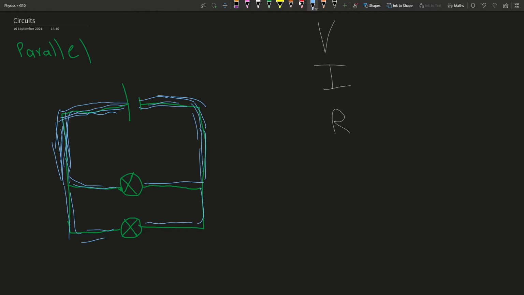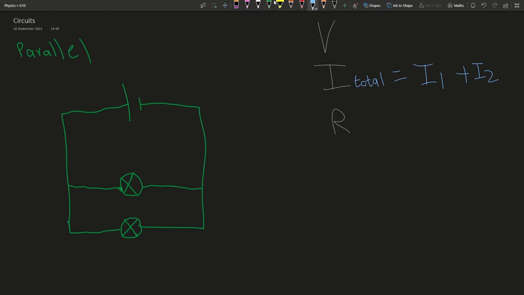Your current is what splits when it's a parallel circuit, because you've got these different branches. So that tells us that your total current is going to be your current 1 plus your current 2 plus current 3, whatever. All of the currents of these different branches, you add them all together and that's your total current. And your total current is over here. So that is how your current works.